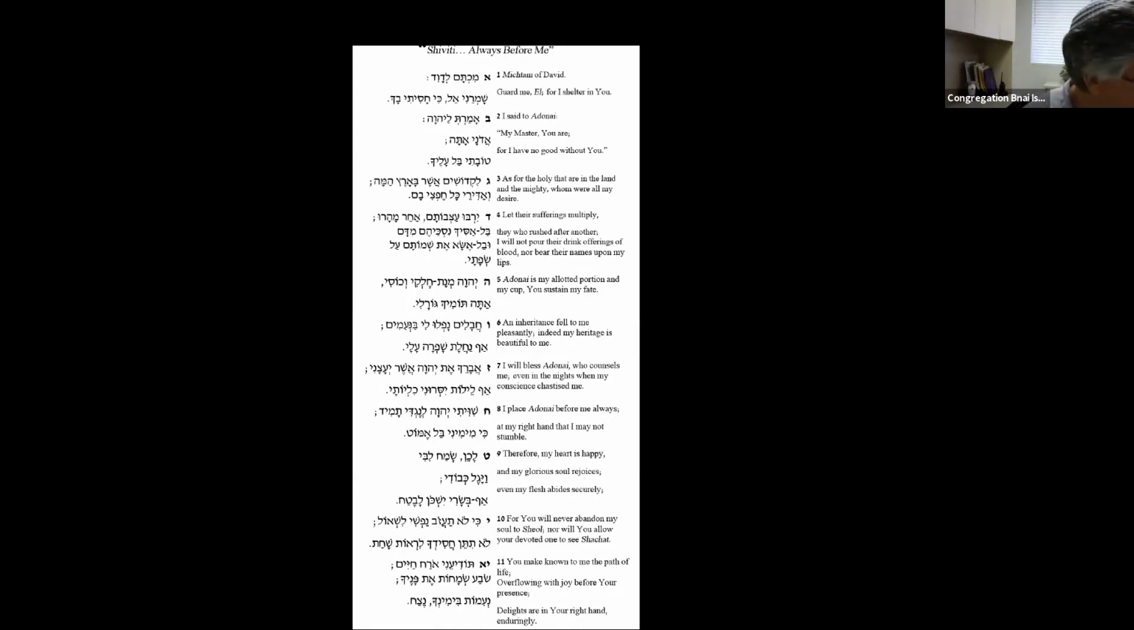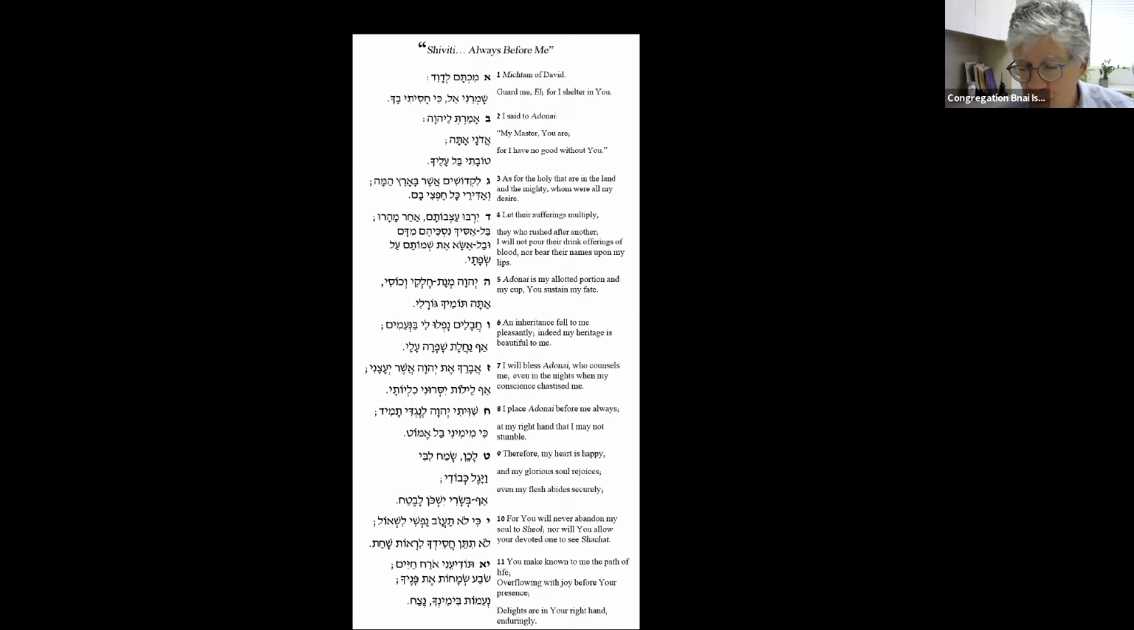Verse 3, I translate, as for the holy that are in the land and the mighty, whom are all my desire. Now, who are the holy that were in the land and the mighty that the Psalter sought? It can be linked to verse 4. Let their sufferings multiply, they who rushed after another, implying another God. I will not pour their drink offerings of blood, nor bear their names upon my lips.